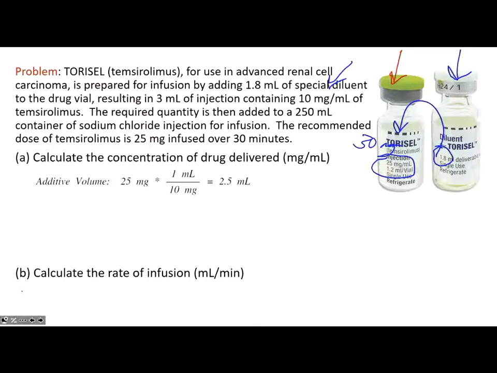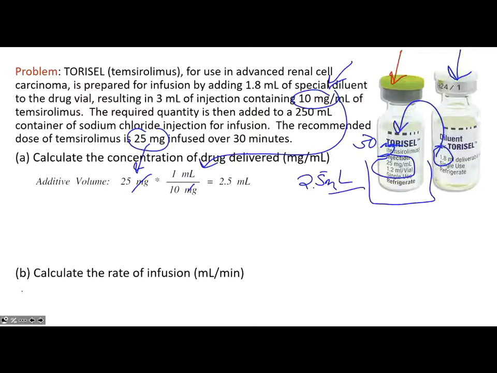Okay, well, if I want 25 milligrams, then how much of this solution, once it's reconstituted, will I need? Well, take your 25 milligrams, which again comes from here, times the concentration of the additive, set up so that milligrams cancel. 25 times 1 milliliter over 10 milligrams gives me 2.5 mils. So out of that vial, I need 2.5 milliliters, because that gives me the 25 milligrams I need to put in the bag, okay?